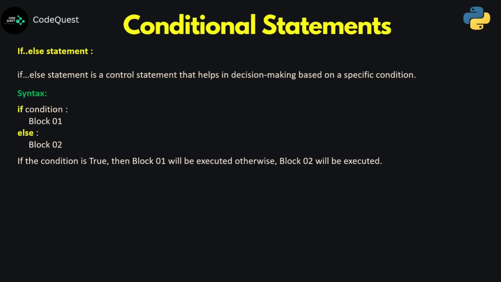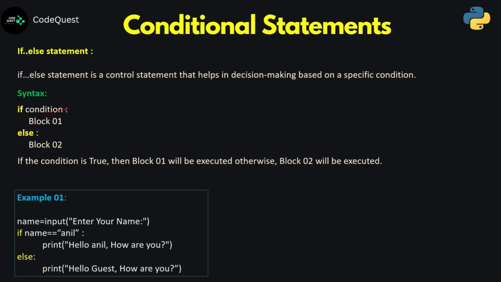Now, see the syntax here. We have given if followed by a condition, and if this condition evaluates true, then block 1 will execute. In case the condition is false, then it is going to execute our block 2. So, if the condition is satisfied, block 1, which may contain one statement or multiple statements, will be executed. If the condition becomes false, then automatically it reaches the else block, where whatever statements are written after this else will be executed.